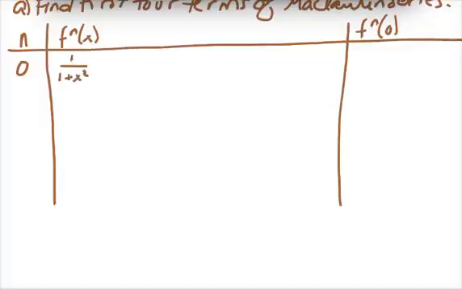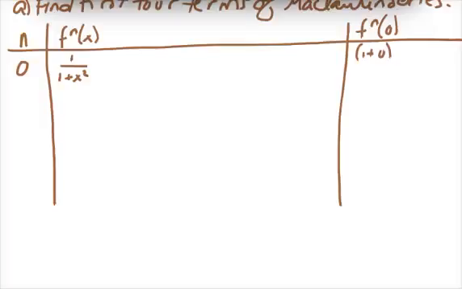All right, so let's begin. When n equals 0 it's just the function, and evaluating it, this is just 1 plus 0 to the negative 1, which is just 1. So when n equals 1, you've got to take the first derivative, and that becomes minus 2x times 1 plus x squared to the negative 2. Evaluate it at 0, and you get 0.